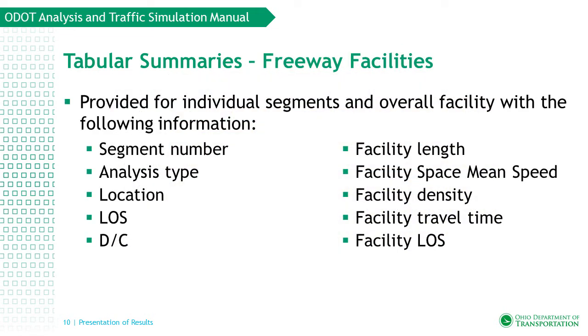Tabular summaries for freeway facilities must be provided for individual segments as well as the overall facility results. Information in the table must include segment number, analysis type, location, level of service, demand over capacity ratio, facility length, facility space mean speed, facility density, facility travel time, and facility level of service.